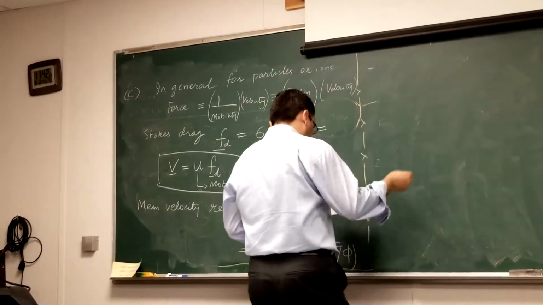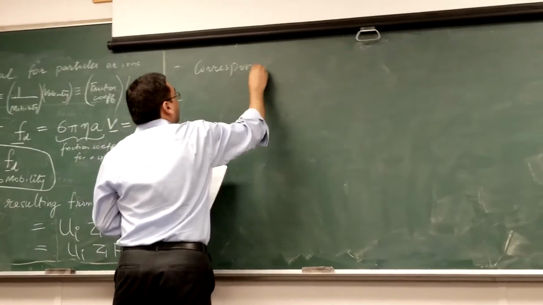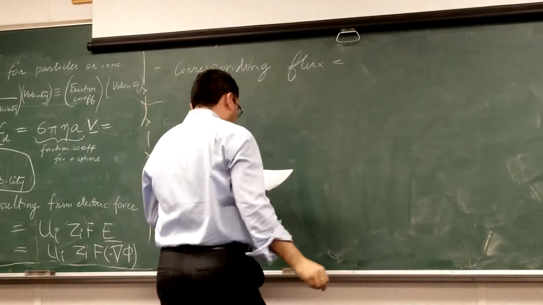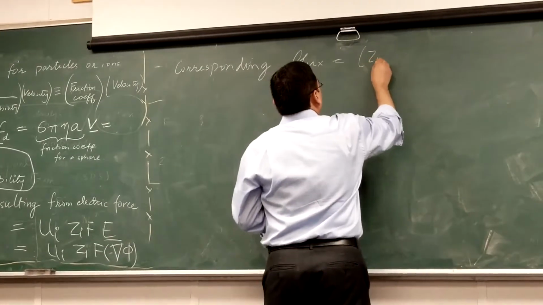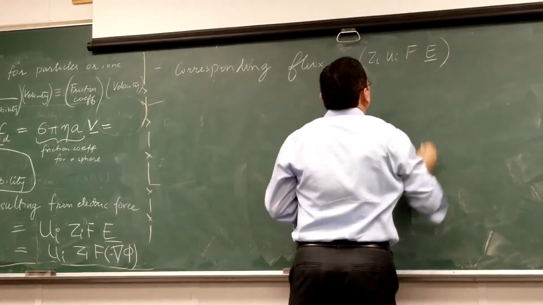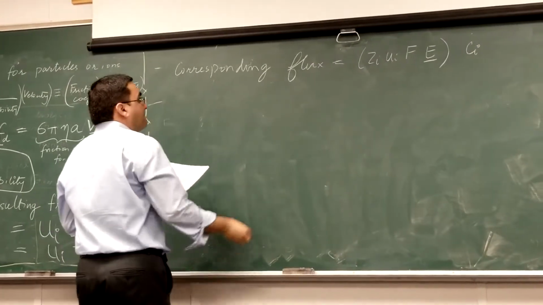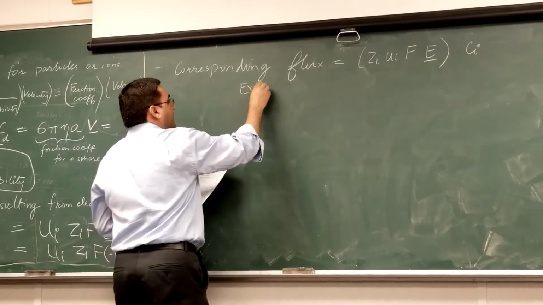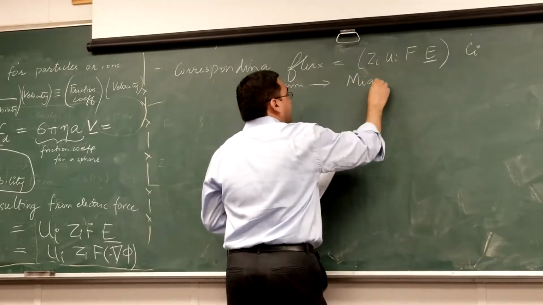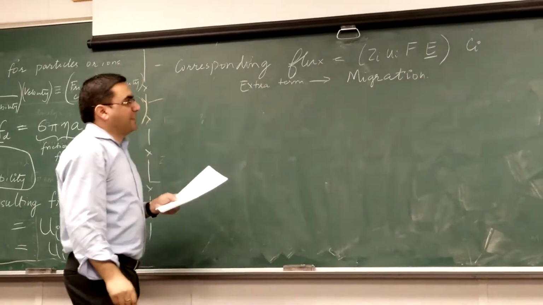So what we need is the corresponding flux, and that is just whatever we just wrote, Zi, Ui, F, E, that was the velocity multiplied with concentration. So this is an extra term, and this term is called migration. That's something that, at least in Dean, they use migration.